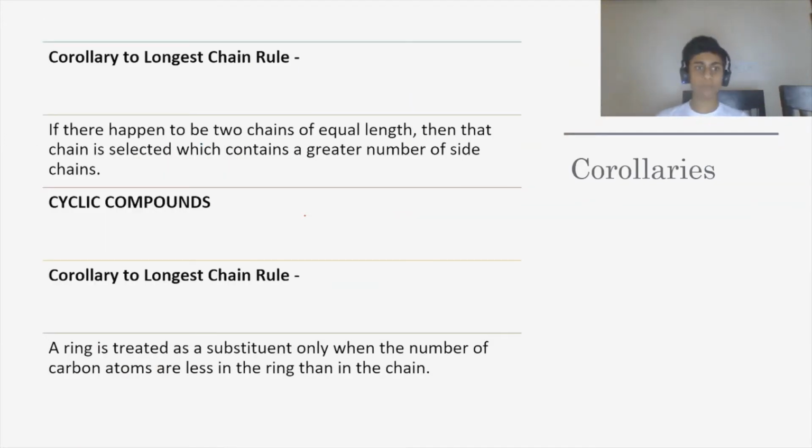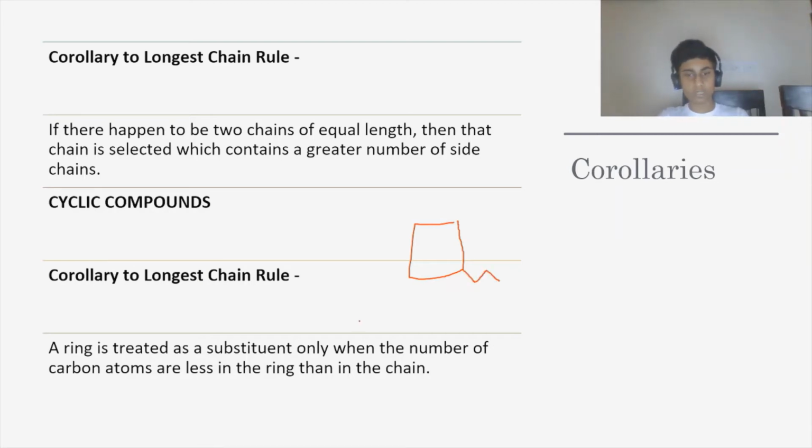Now let's look at some corollaries. If there happen to be two chains of equal length, then that chain is selected which contains a greater number of side chains. And now we look at cyclic compounds. If we have a ring structure here, then a ring will only be treated as a substituent when the number of carbon atoms is less in the ring than in the chain.